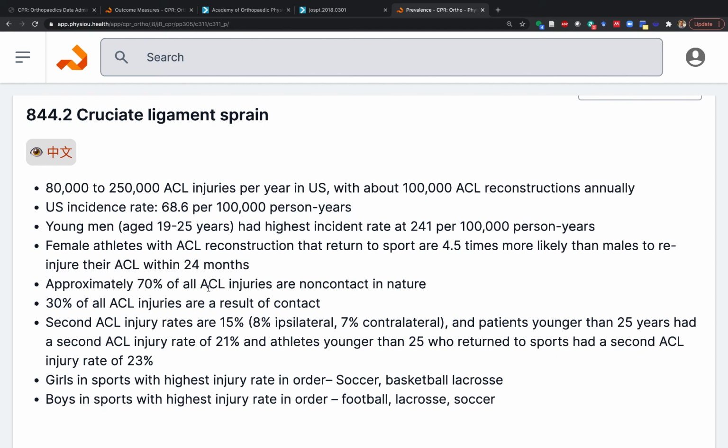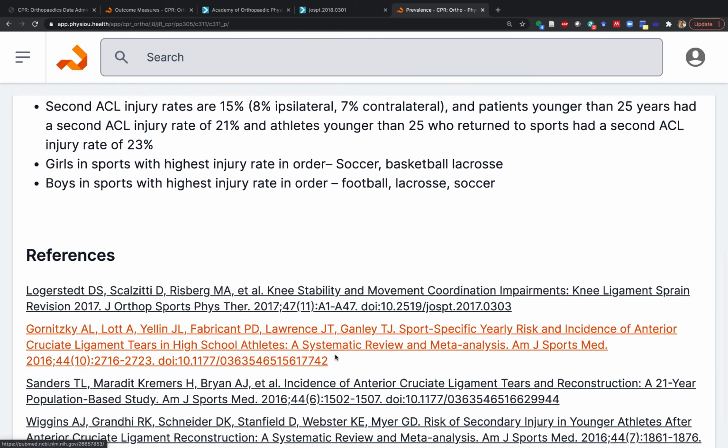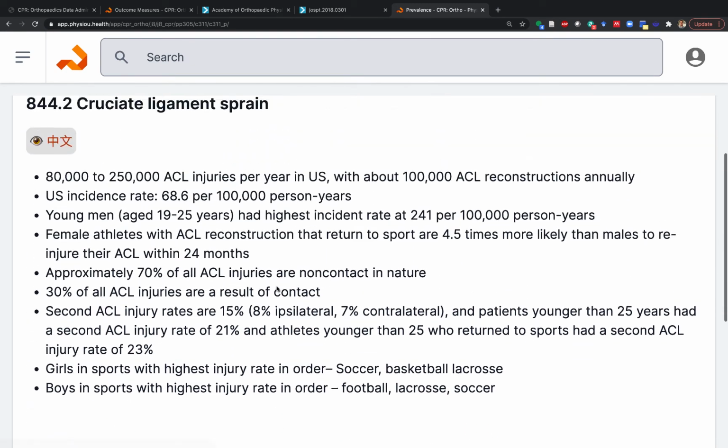Approximately 70% of all ACL injuries are non-contact. Second ACL injury rates are 15%, and patients younger than 25 years had a second ACL injury rate of 21%. Girls in sports with the highest injury rate in order are soccer, basketball, and lacrosse, and boys have the highest injury rate in order: football, lacrosse, and soccer. ACL injuries are also very common in younger female athletes. So again, all the data is here, in your references.